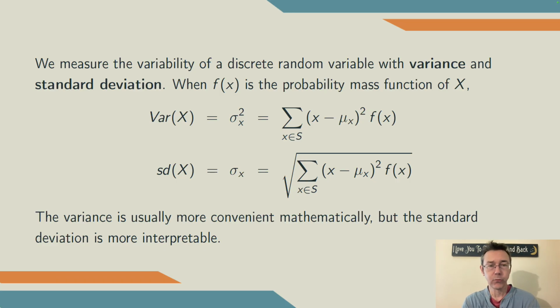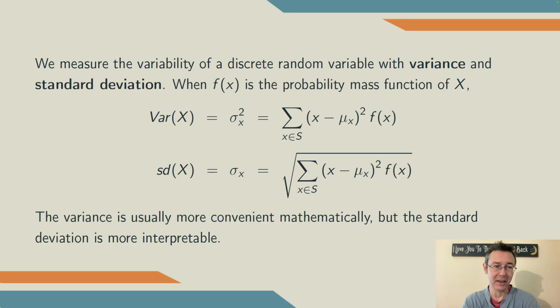In each of these formulas, the thing in parentheses represents how far an individual value is from what was expected: x minus mu sub x, where mu sub x is the expected value. So we take each of those individual deviations from the expected value, square them, which makes them positive, and then weight them by their respective probabilities. Here f of x is the probability mass function of the random variable. Add that up over all the possible values the random variable can take. That's your variance.